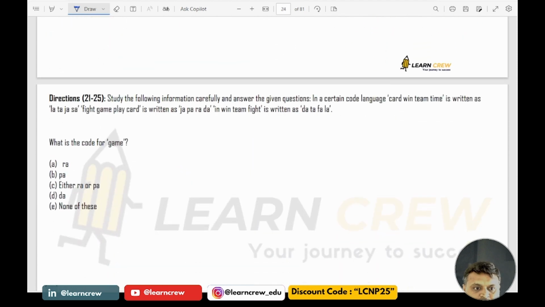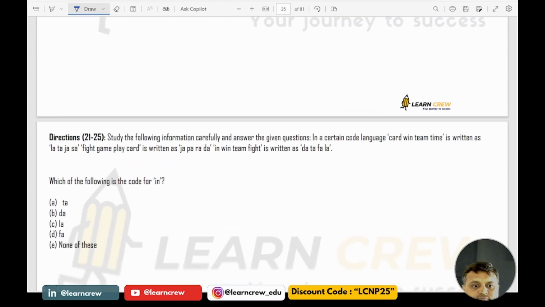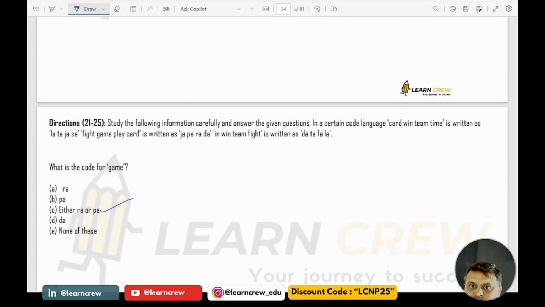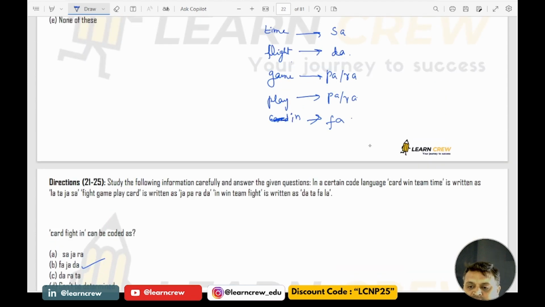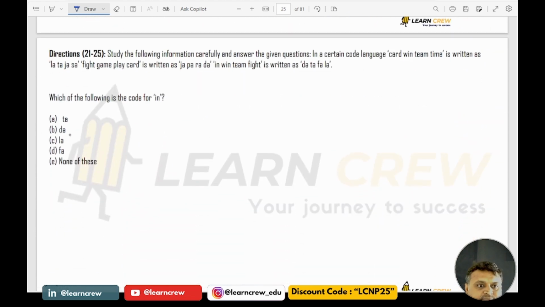Next one, the third one. What is the code for game? Game can be PA or RA. So the answer is option C. Next, which of the following is the code for in? Just now we have done it. The code for in is FA. FA is the answer. Option D.